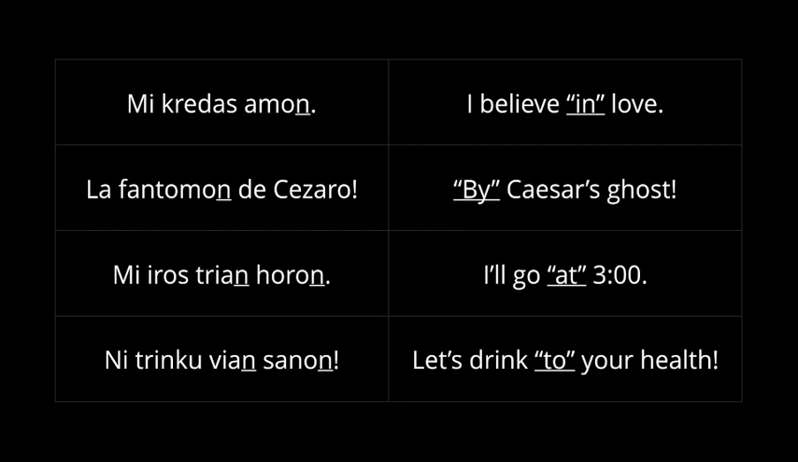So instead of mi kredas ye amo, it's mi kredas amon. I believe in love. Instead of ye la fantomo de Cezaro, it's la fantomon de Cezaro. I'll go at 3 o'clock becomes mi iros trian horon instead of ye tria horo. And let's drink to your health becomes ni trinku vian sanon. Okay, so we've removed the ye and changed each of the objects into accusative form. But now let's break each one down and see if they work.